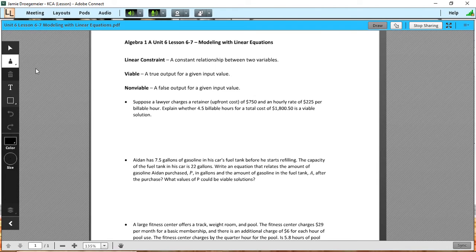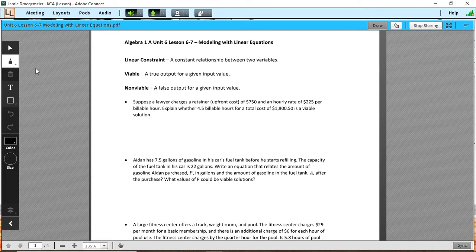As we're looking at these linear constraints, we're going to determine whether a solution is viable or non-viable. Viable just means that it is a true output for the given input value. So viable means it is possible, that it is going to give us a true solution. If we say it's non-viable, then that means that we're getting a false output for that given input value. And I think after you see a few examples here, you'll have a better understanding of what we're talking about with it being viable or non-viable. So let's jump into our examples.